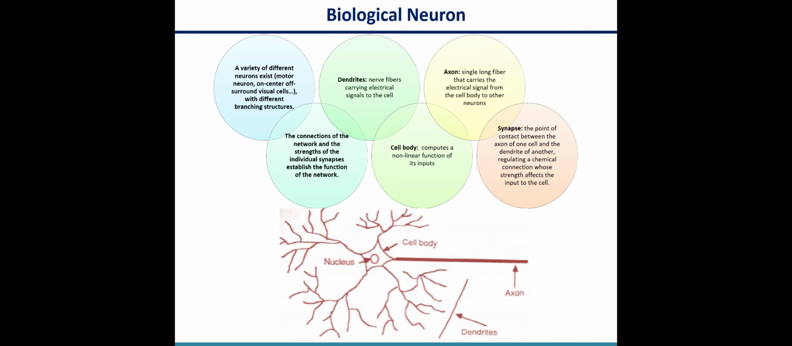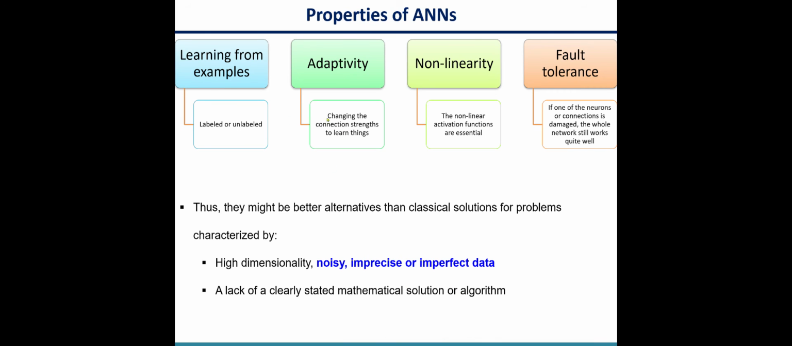Neural networks are designed completely based on this concept. So in artificial intelligence they are called ANNs, artificial neural networks. Artificial neural networks learn from examples, labeled or unlabeled. They have adaptivity, changing the connection strengths to learn. They have non-linearity, since non-linear activation functions are essential. And they have fault tolerance: if one of the neurons or connections is damaged, the whole network will still work quite well.